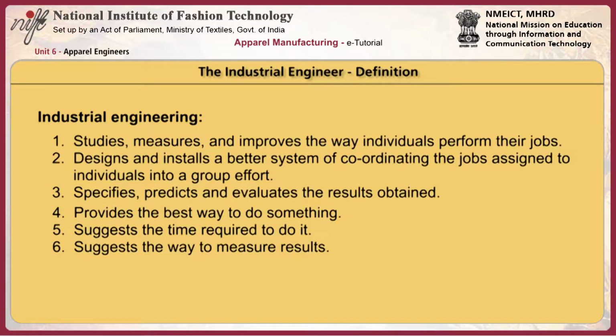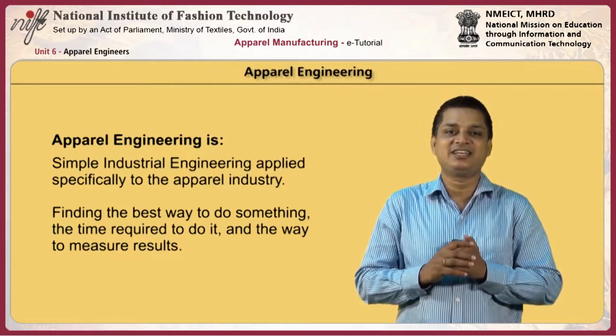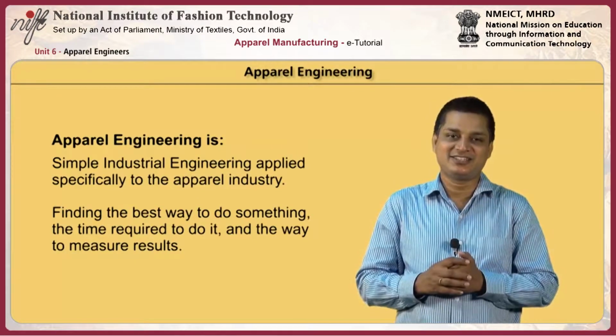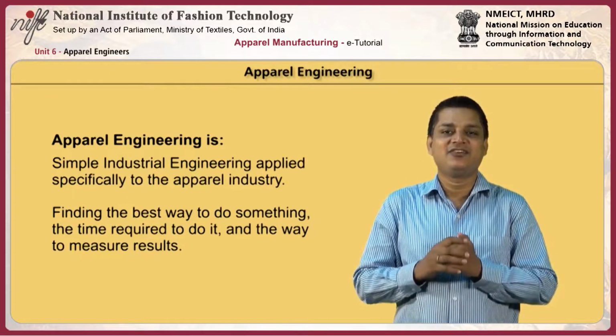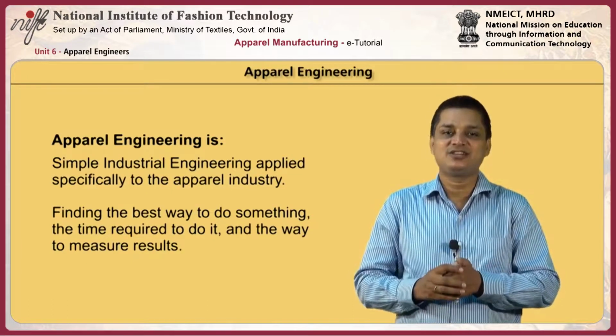From this, we can perhaps oversimplify things for the purpose of understanding. Everybody will agree that a simple definition of industrial engineering is a logical way to find out the best way to do something, the time required to do it, and the way to measure results. From this, we can now say that apparel engineering is simply industrial engineering applied specifically to the apparel industry. Going back to our simple definition, apparel engineering is finding the best way to do something, the time required to do it, and the way to measure results.